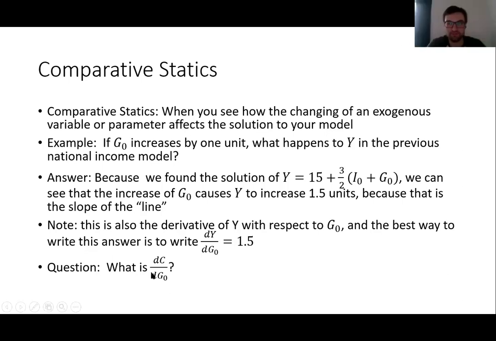Would it be 1/2? It is. Jordan, how'd you know that? Because the slope on G is 1/2. The slope on G. You mean in the C function, which we saw? Yeah, in the C function, the slope on G is 1/2. Yes.